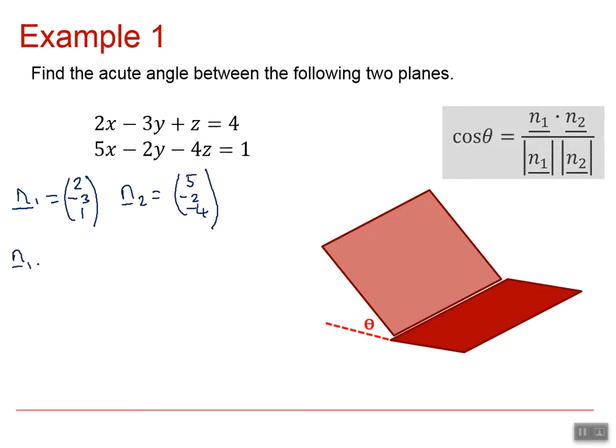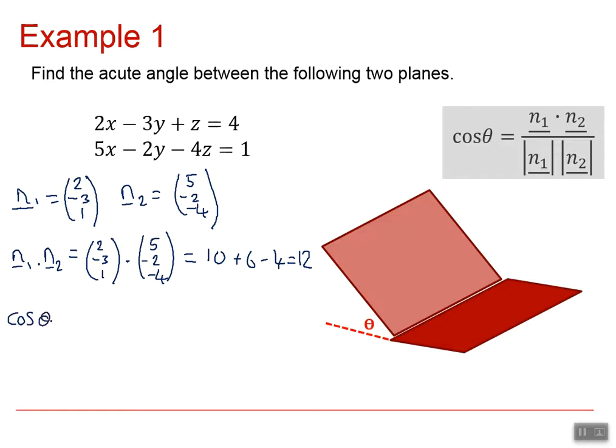We're also going to need the dot product. So (2, -3, 1) dotted with (5, -2, -4), which is 10 plus 6 minus 4, so that's 12.